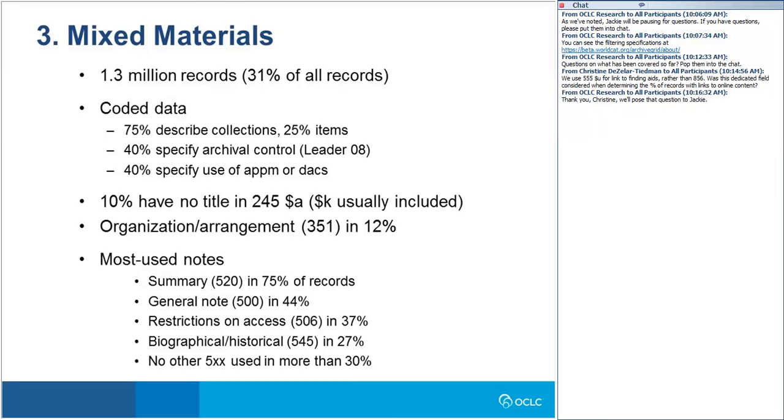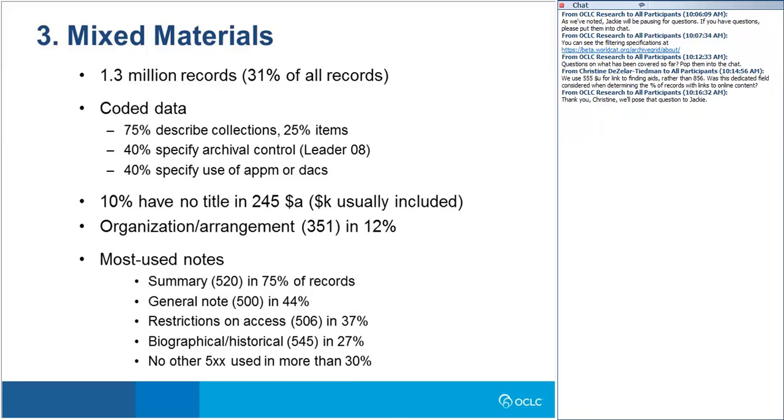Descriptive cataloging rules, APPM and DACS, are very rarely specified in descriptions of materials in other formats. For mixed materials, 40% may not be so bad, given that in the early days of AMC, it was pretty clear that many archivists cataloged, quote-unquote, according to MARC, without paying any mind to APPM, Archives, Personal Papers, and Manuscripts, for those not familiar with it, apologies.